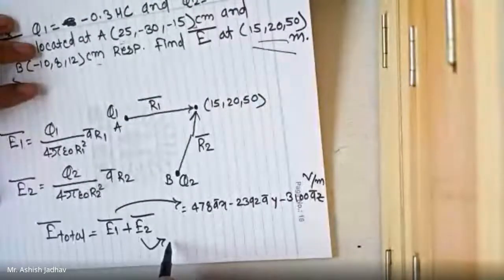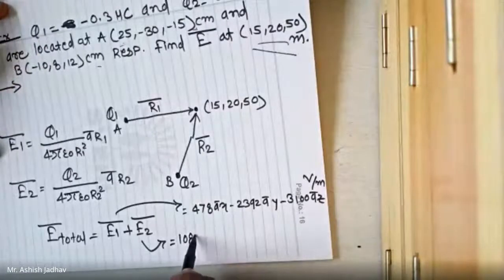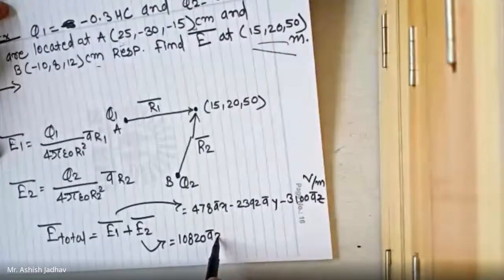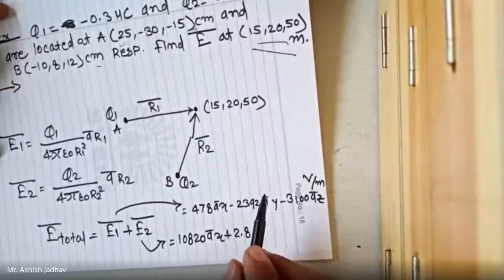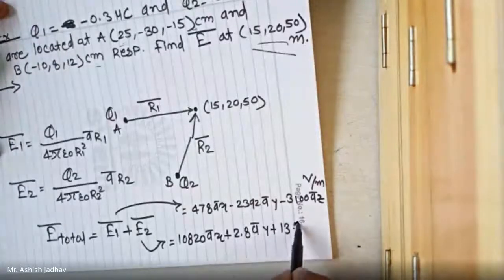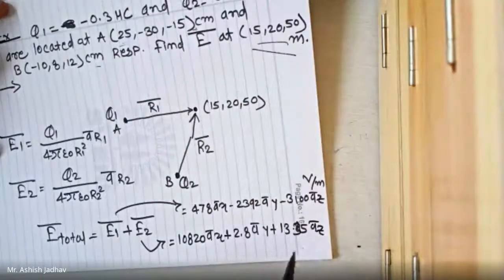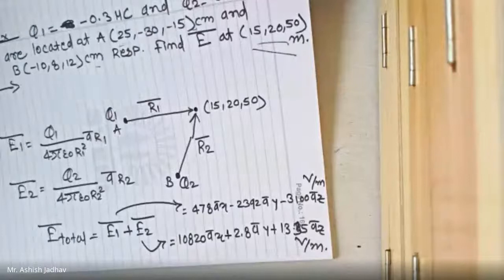E2 bar is equal to 10,820 a bar x plus 2.8 a bar y plus 13.35 a bar z. So this is the answer for your verification. If you have calculated, it's good. If you have not calculated, you can use the same technique that we used in the last example, obtain the answer, and cross verify whether you are getting the same answer.